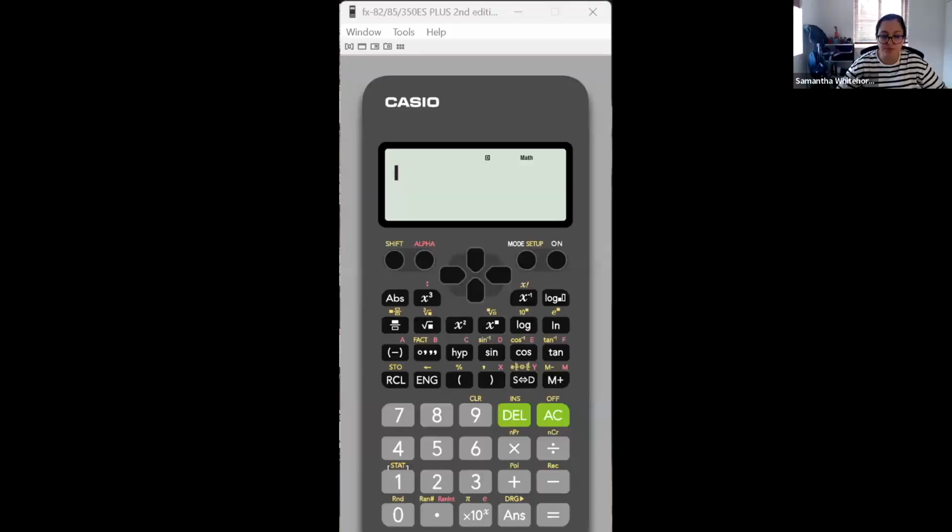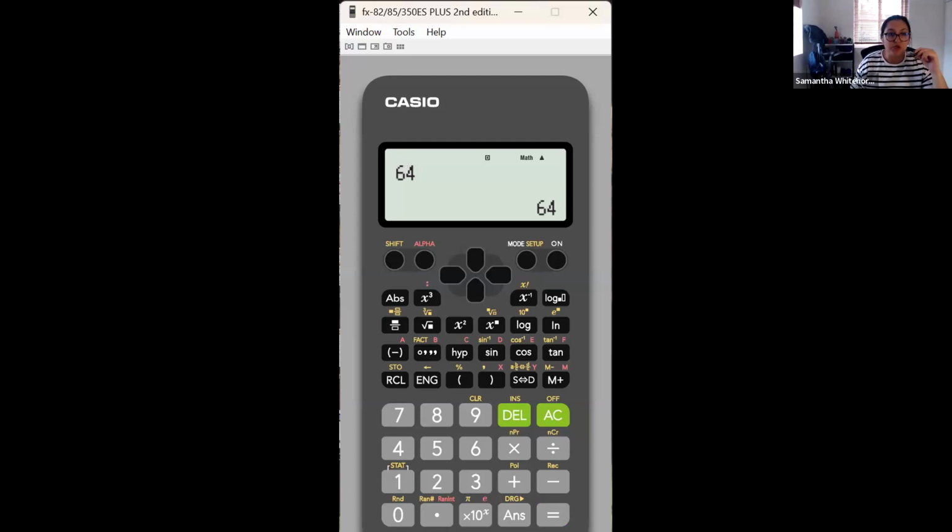Okay, so here's my calculator. We want to know how to write 64 essentially as a prime base or product of prime bases. Now, the way you do that is you type in the number you're looking for. So in this case, 64, and on your calculator, you push equals.